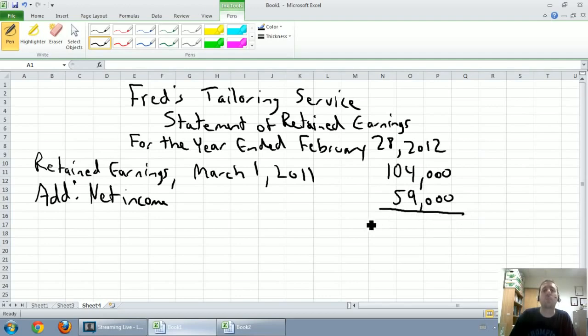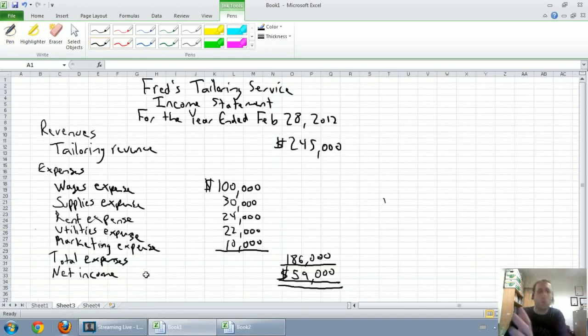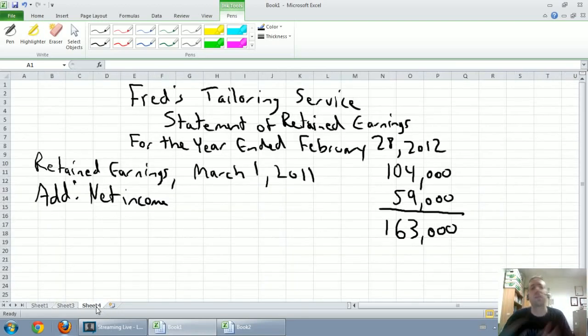$43,000, and we're going to subtotal here. This subtotal, we don't have to write a name, we don't have to write down any words, we're just going to write down a number. So our subtotal, 104 plus 59, is $163,000. You'll notice on our income statement, I use lists and totals, and I have the totals offset to the right, and my lists of numbers offset to the left. The statement of retained earnings, everything is offset to the right if you're looking at it on a page.